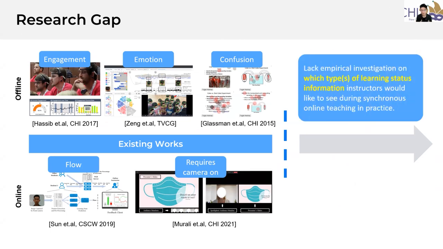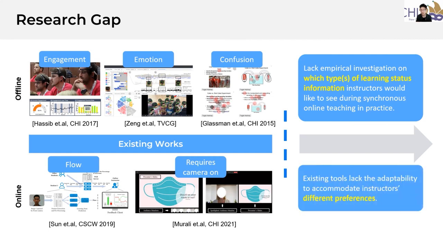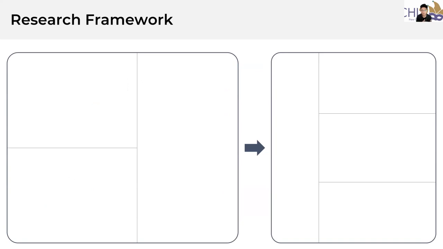First, there is a lack of empirical investigation on which types of learning setups instructors would like to see in practice. Second, existing tools lack the adaptability to accommodate instructors' different preferences. To mitigate these research gaps, we explore five research questions.